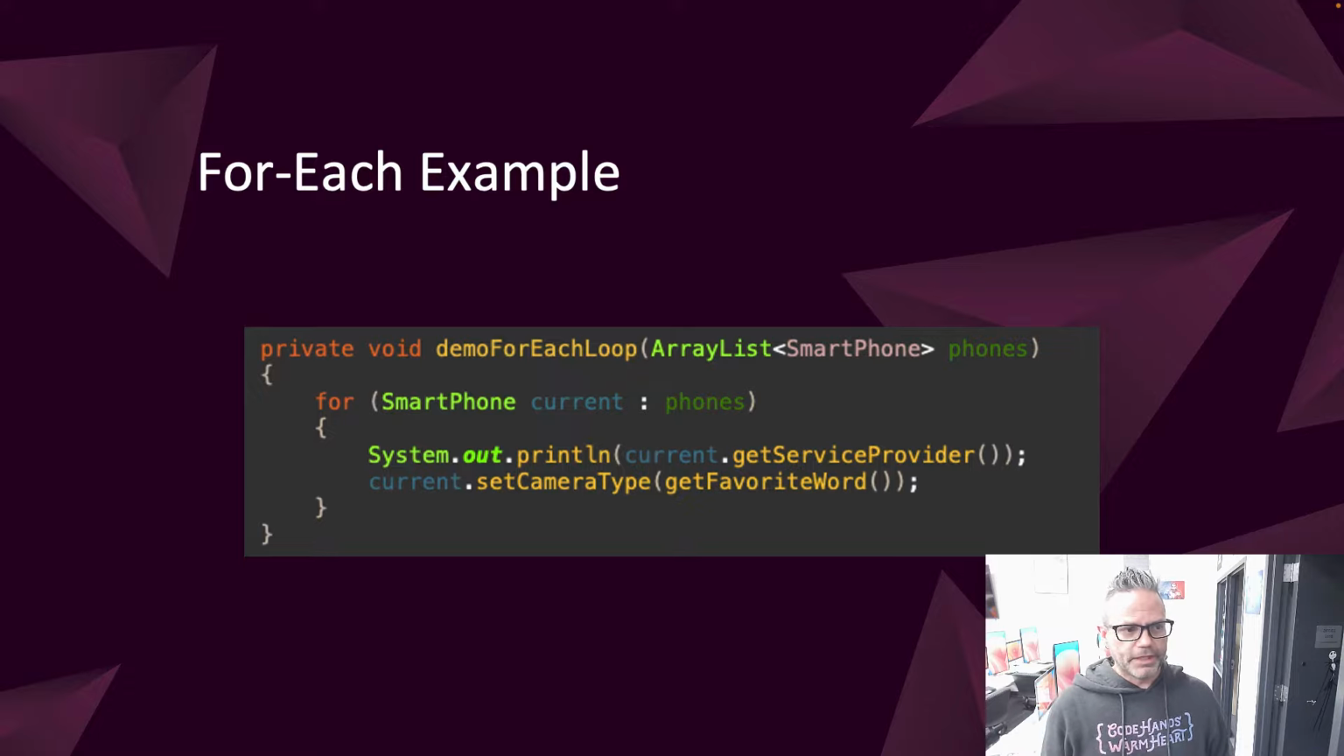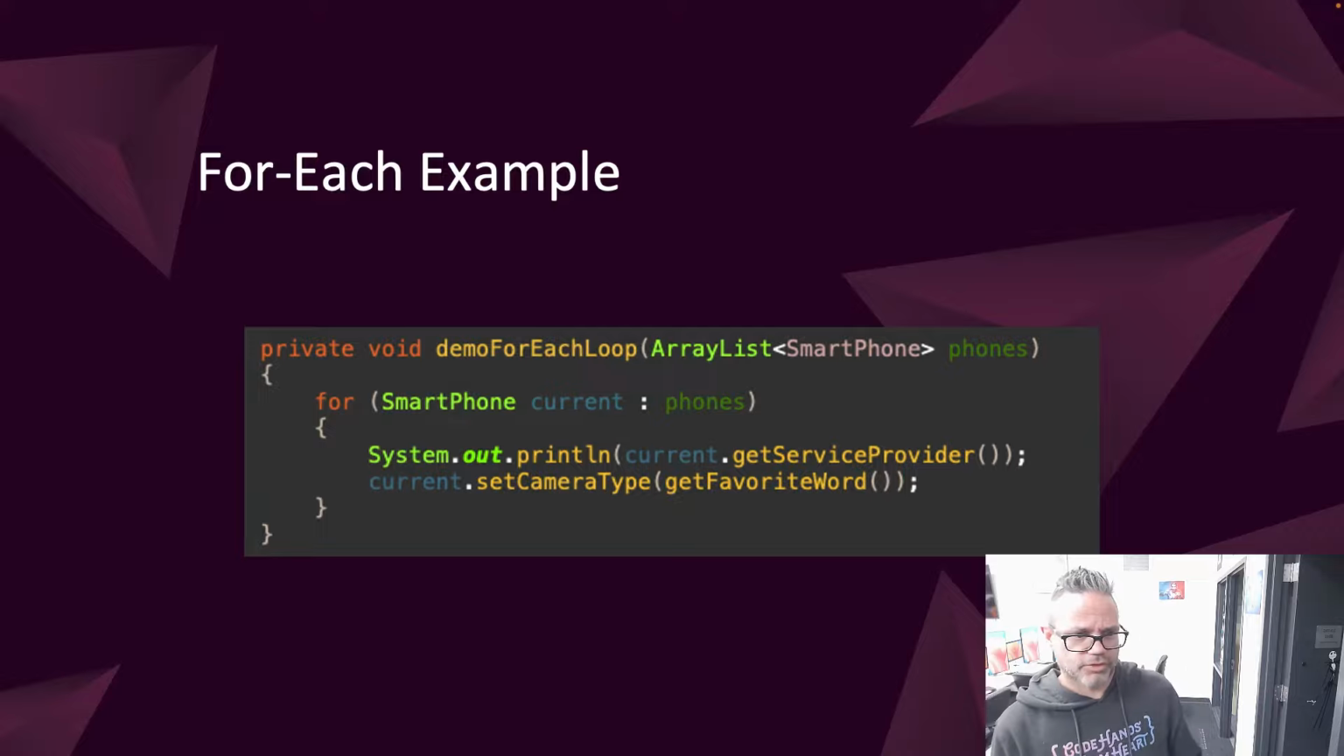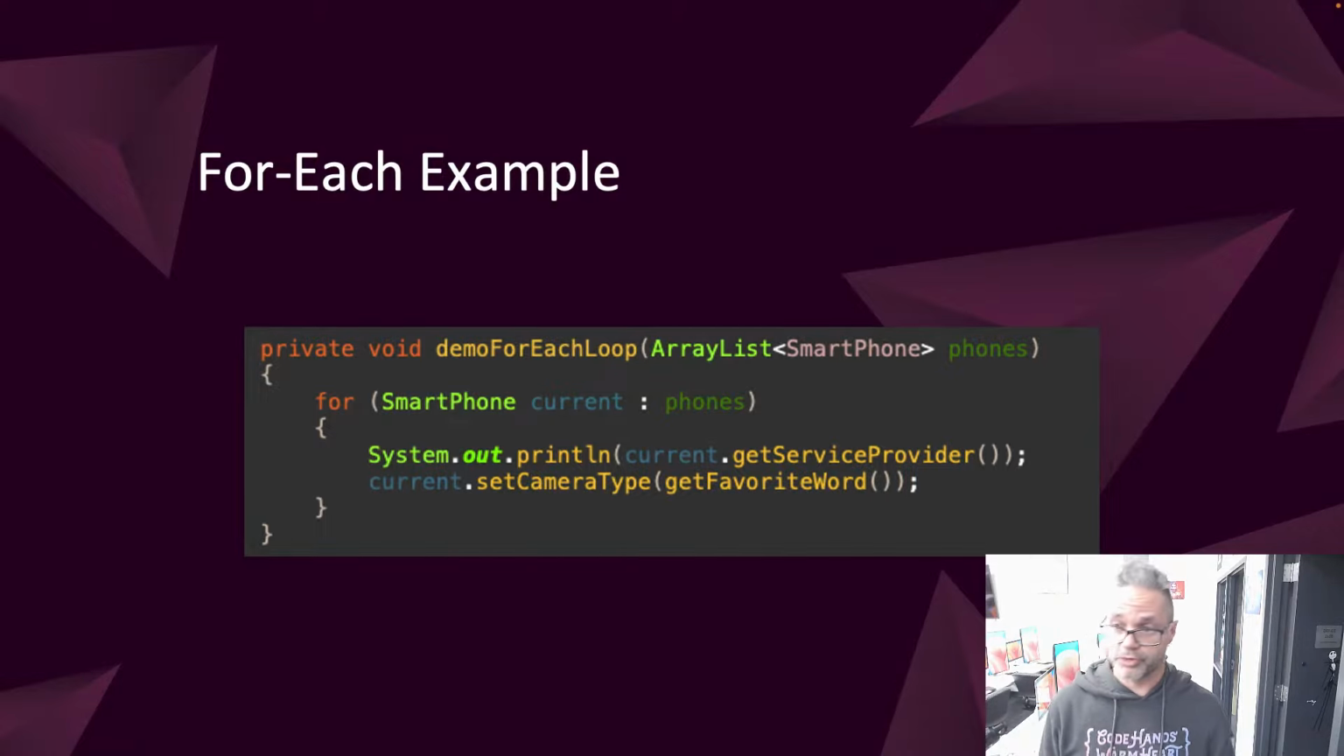With a for each loop, again, a demo for my for each, I'm taking an ArrayList of Smartphone with a variable named phones as a parameter for this method. And for Smartphone current, so for each smartphone named current inside my phones list, I'm going to go through and do System.out.print current.getServiceProvider. So I'm going to grab the service provider and print that to the screen. And then I'm going to say, hey, current, set your camera type to the favorite word. Why? Well, I don't know. I'm going to set the cameras to all be my favorite word, supercalifragilisticexpialidocious. That's a great camera type, right?